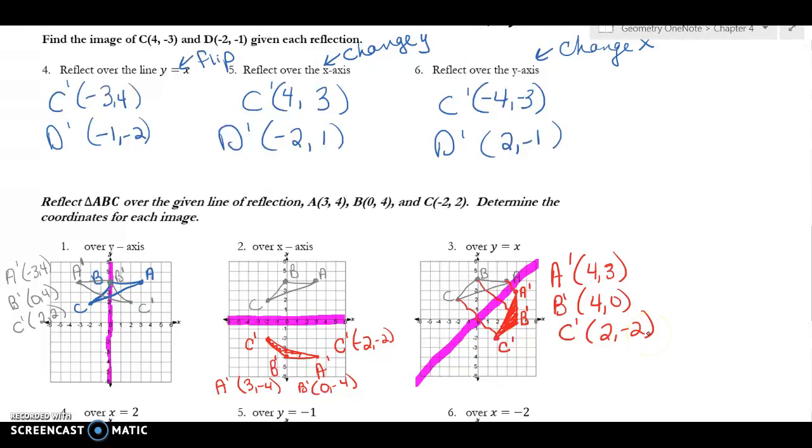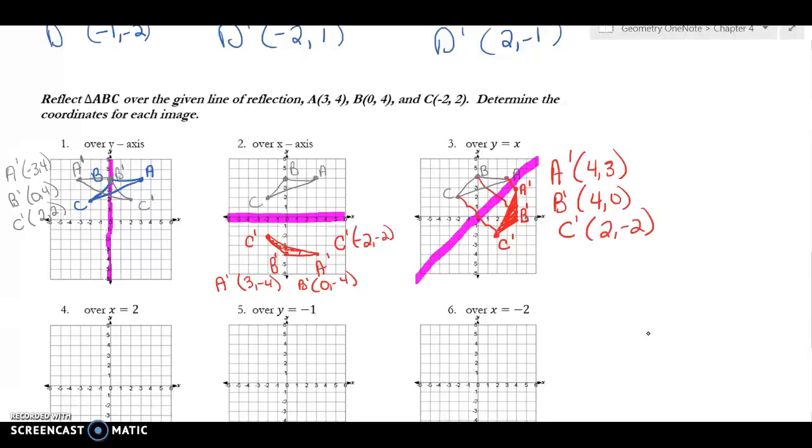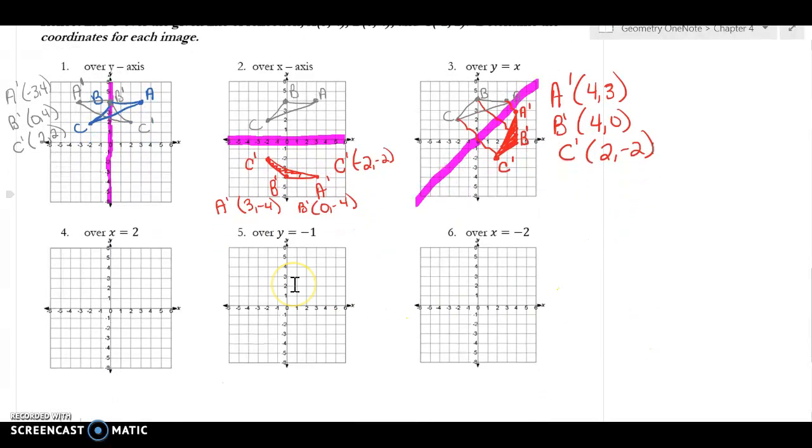Okay, so let's look at examples that aren't perfect, that don't follow those rules. So when I reflect over the line x equals 2 right here, and that's this vertical line. Let me see if I can draw a straight vertical line. It's the vertical line that goes through 2. I'm having a hard time drawing straight lines today. I'm just going to do this. I can do that easier.